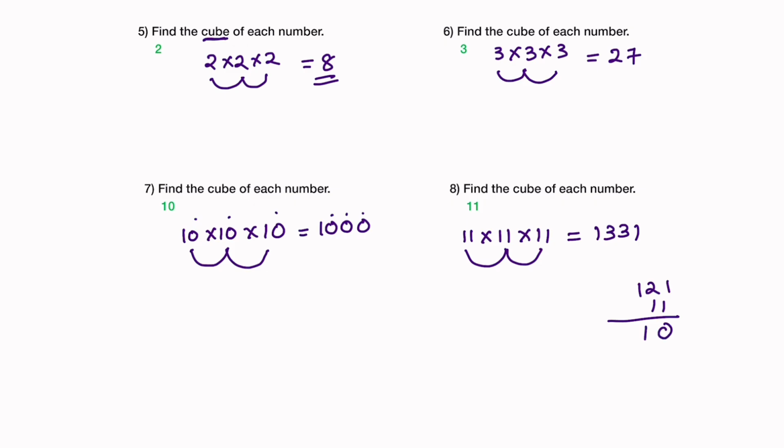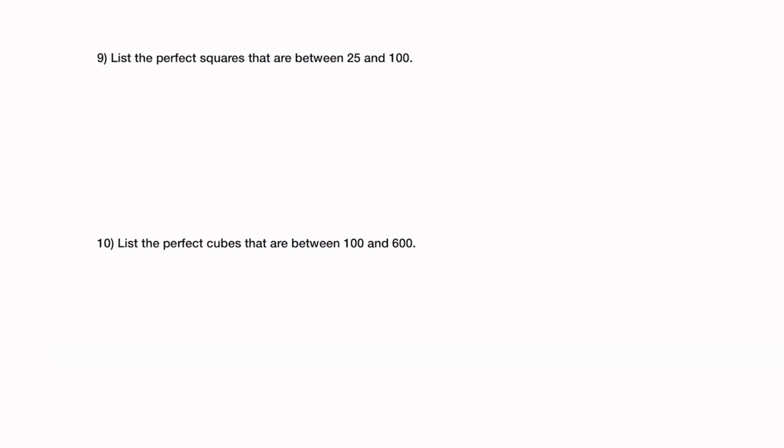That's 1 times 1, 1 times 2, 1 times 1. So that's 1, 3, 3, 1. Try and learn the squares and cubes at least until 15 as you have been doing for the times tables, okay? That helps. So 8 questions already done. That's quick. List the perfect squares that are between 25 and 100.